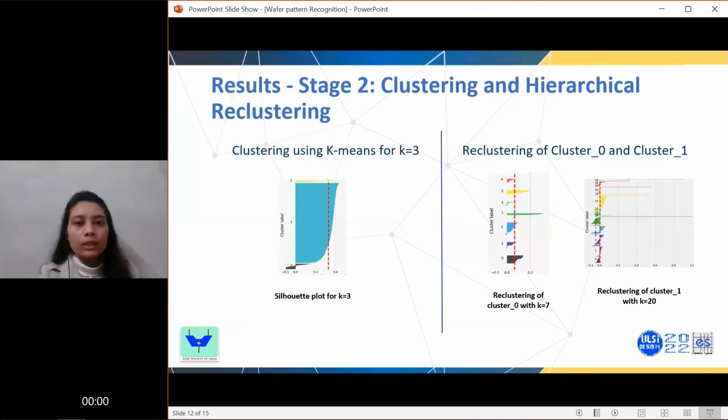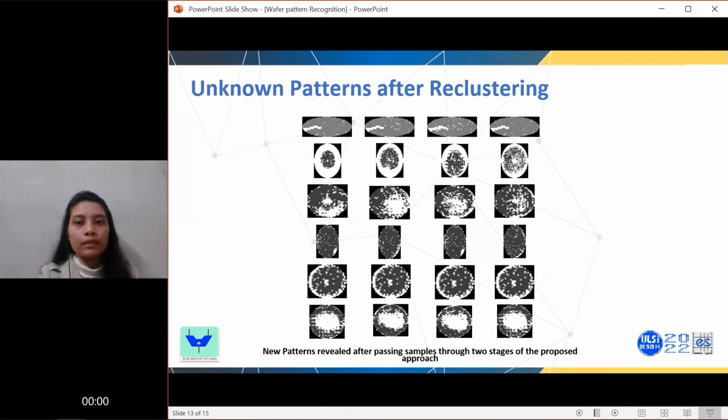So reclustering is performed with these values of k, and after reclustering of these two clusters, 28 new defect patterns are identified from 993 images. These are some of the newly identified defect patterns. Each row in this figure shows previously unseen patterns which are obtained after passing through 2 stages of the proposed approach.